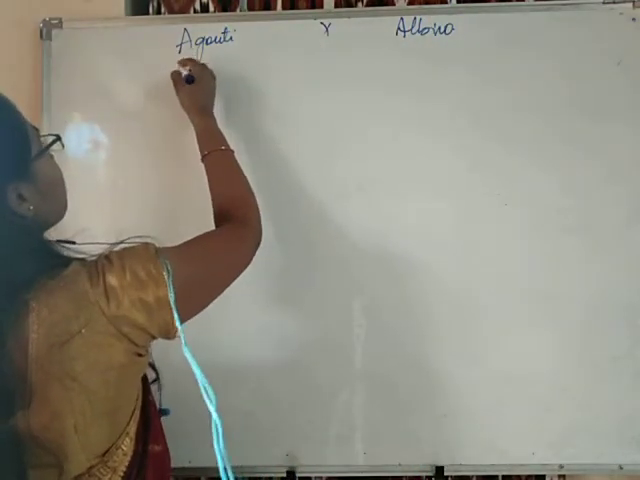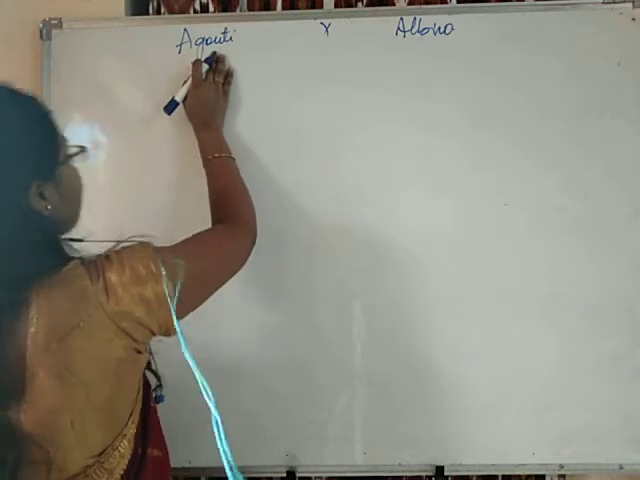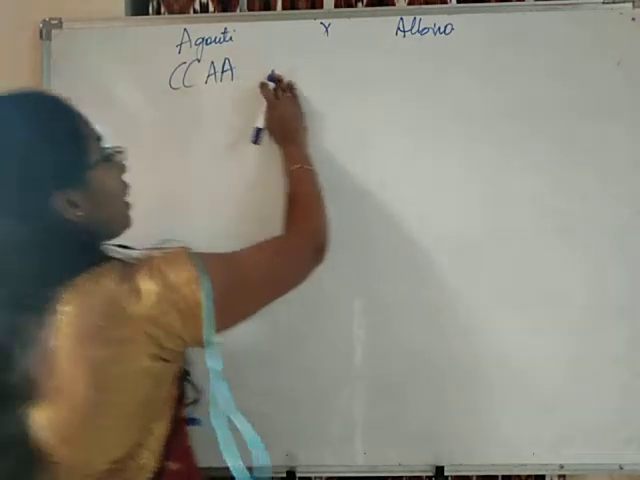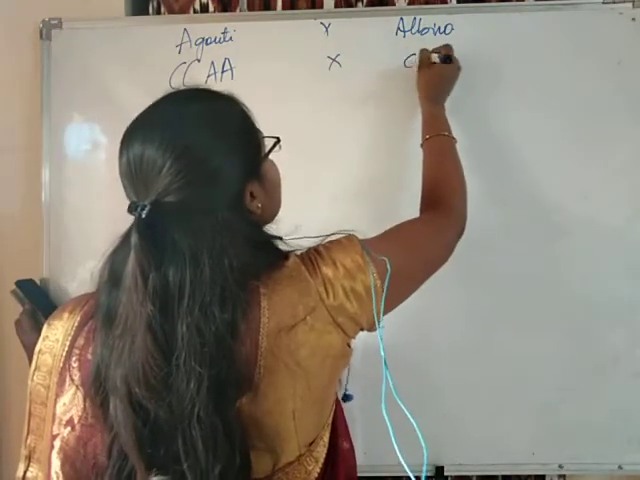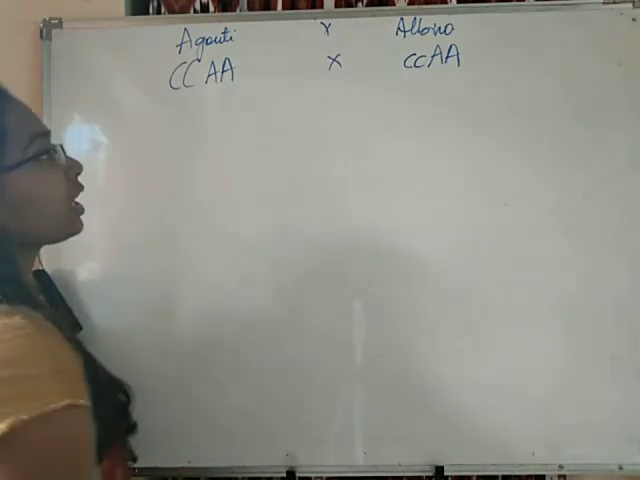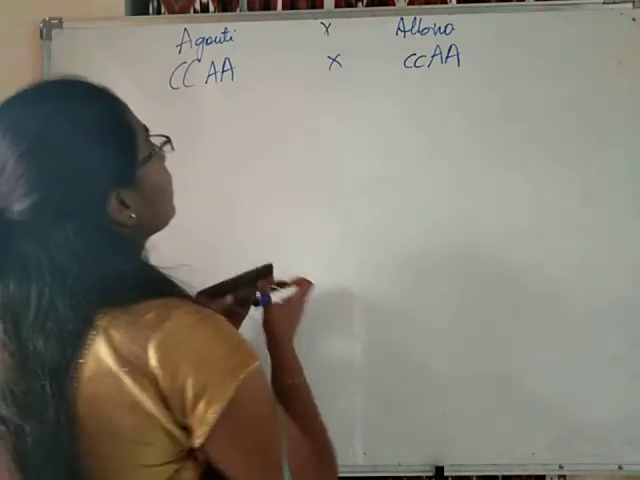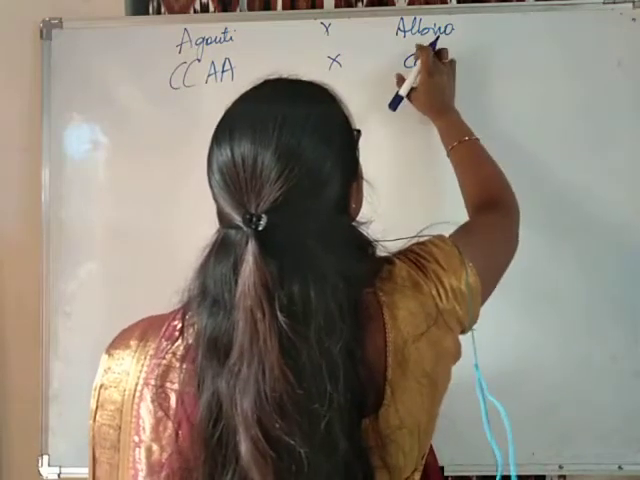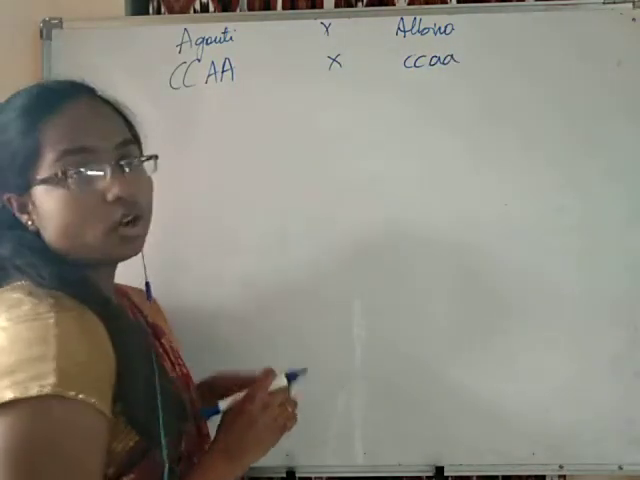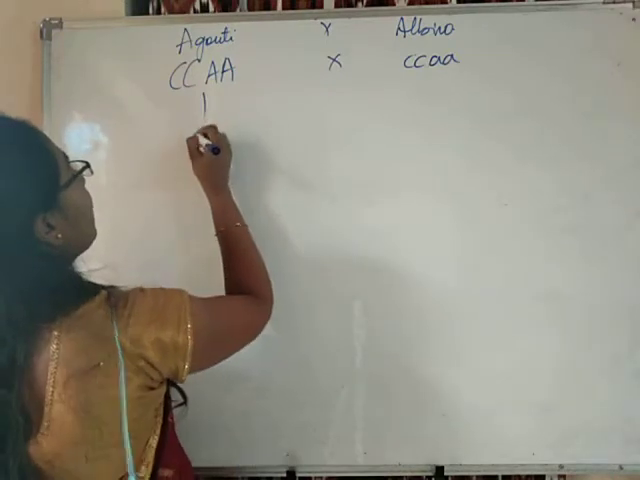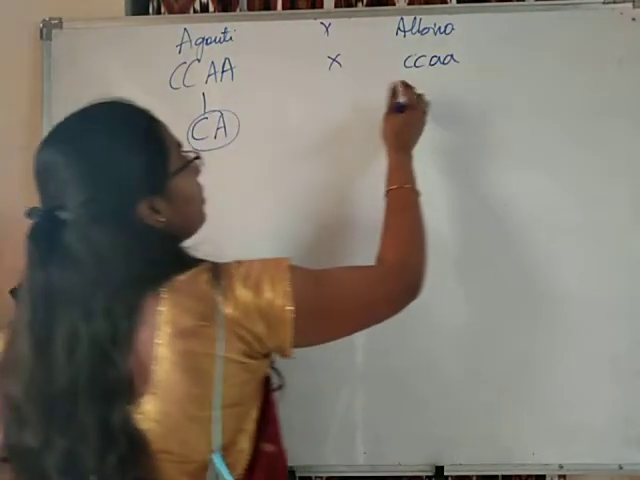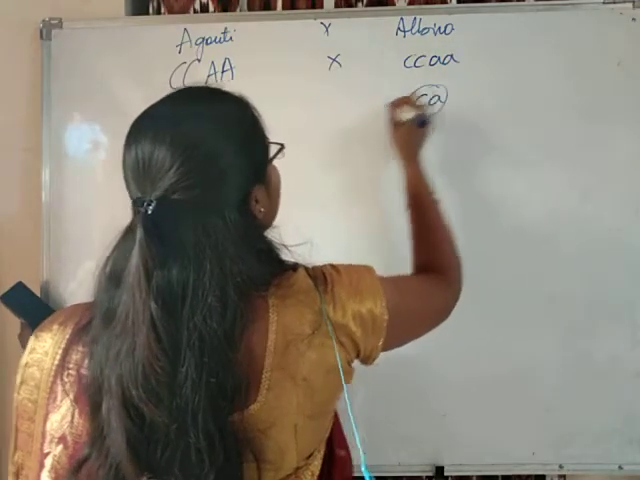Agouti, in the pure case, will be capital C, capital C, capital A, capital A. Albino will be small c, small c, capital A, capital A. If we are making this cross between an agouti and an albino, then the gametes from agouti will be capital C, capital A only. From albino, small c, capital A only.